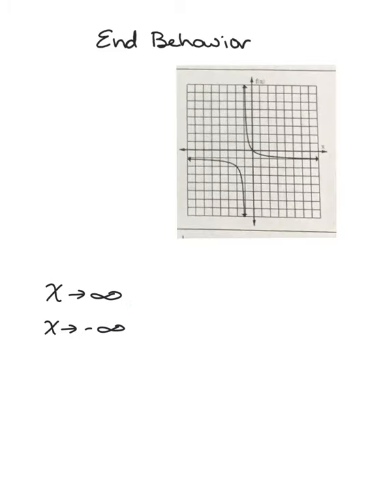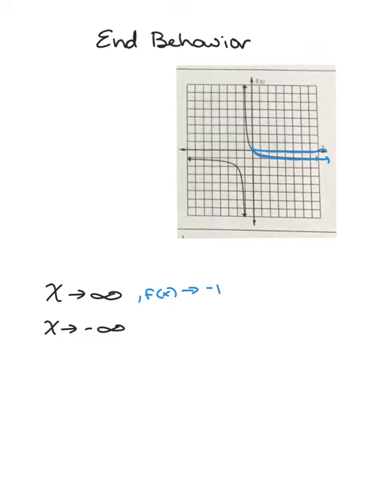Now this one's a little bit different. As x approaches infinity, if you notice, y is not going either just negative or positive. Y is actually approaching a number here. Y is getting closer and closer to the line y is equal to negative 1. So y, f of x, is approaching negative 1.